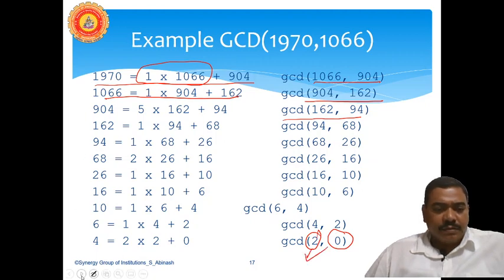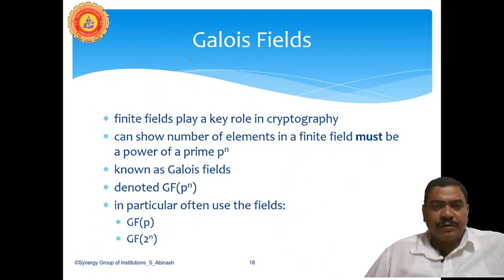Next is the Galois field. Finite fields play a key role in cryptography. We can show the number of elements in a finite field must be a power of a prime number P. So the number of elements in a Galois field must be a power of a prime number, known as a Galois field, denoted by GF(p^n). In particular, we often use the fields GF(p) and GF(2^n).